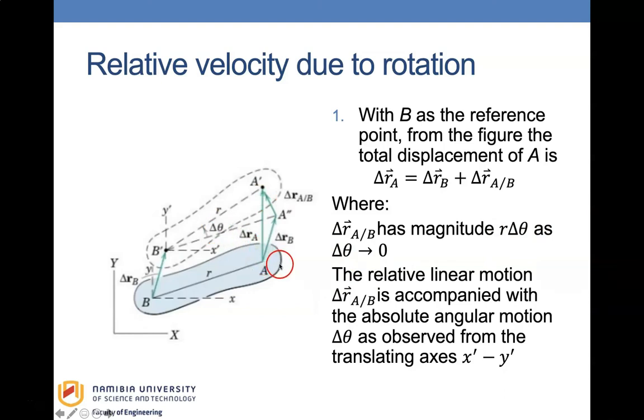The relative linear motion, which is R A with respect to B, is accompanied with the absolute angular motion del theta, as we can also observe from the translating axis. So this is your translating axis, and you can see R moves through del theta.